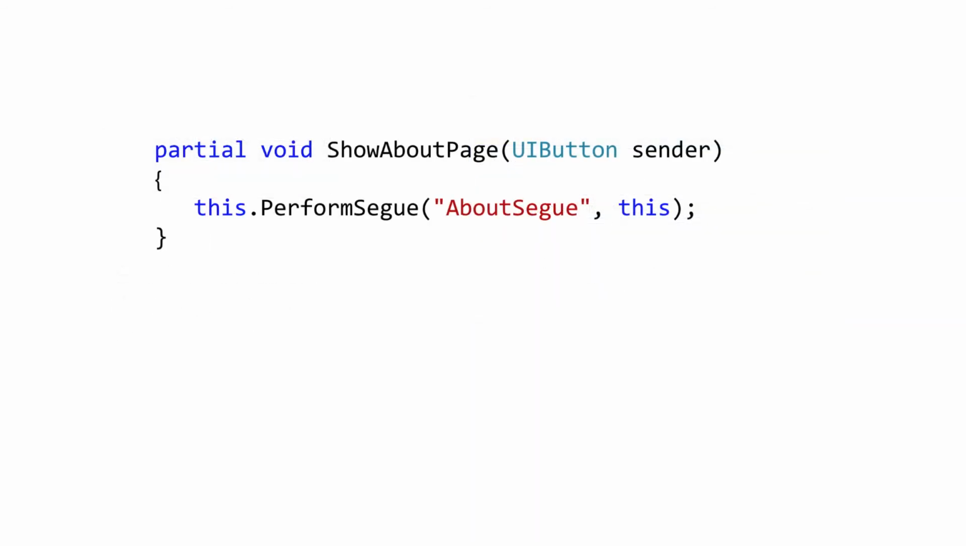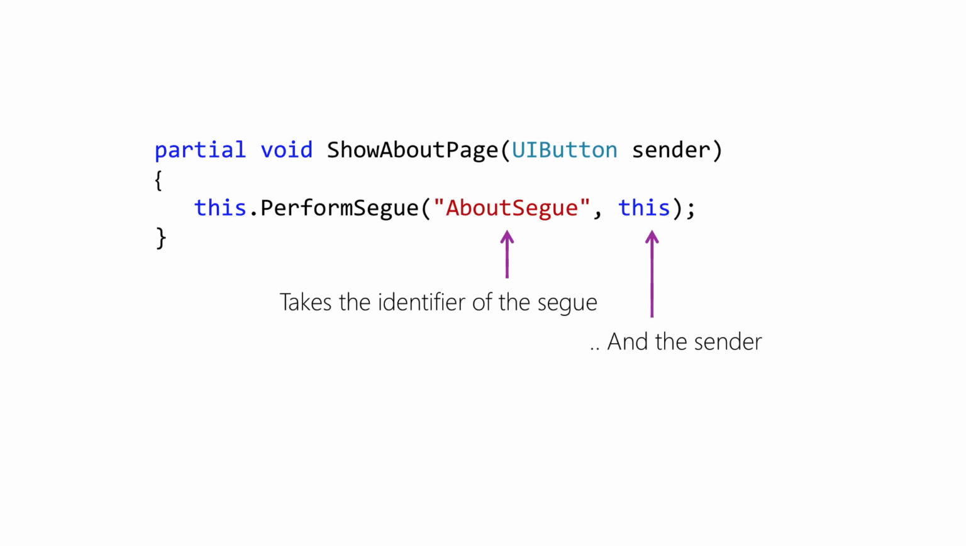You can use the Perform Segue method in a view controller to initiate a segue from code. This allows you to define the transition in the storyboard, but decide when to run it based on your application logic. This method takes a segue identifier and the sender, which is often just the view controller.